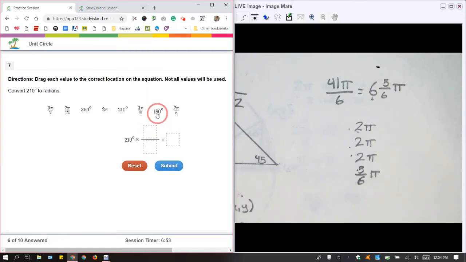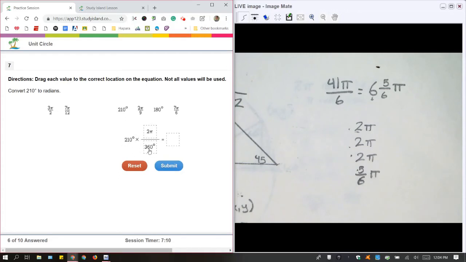I can't use that. What I can use is what 2 pi is equal to, because I see 360 degrees here and 2 pi. So what I'm doing here is I'm saying 210 degrees divided by 360, and then times 2 pi will tell us how many that is. So 210 degrees times 2 pi divided by 360.